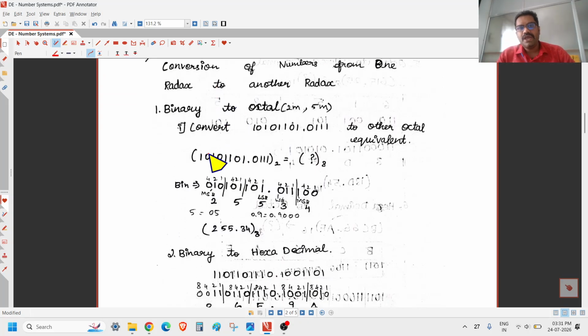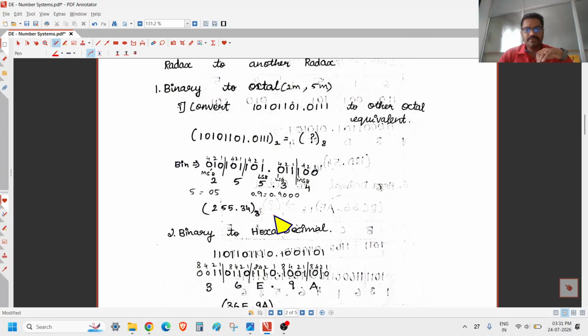Next we are going to discuss the conversion of numbers, that is, converting one kind of number into another kind. It is also very simple. First we discuss binary to octal, how to convert binary numbers to octal numbers. Actually, binary to octal and binary to hexadecimal have the same procedure. We'll see one by one.